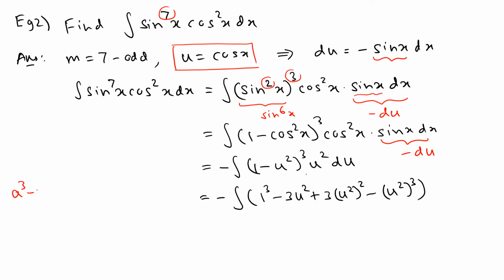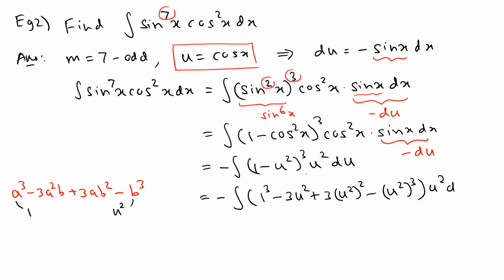a cubed minus 3a squared b plus 3ab squared minus b cubed. You can see in this case a is equal to 1, and then b, what is b? b is equal to u squared. Once you plug that in, this is what you get. Perfect.